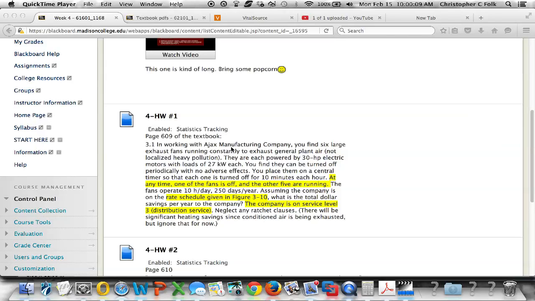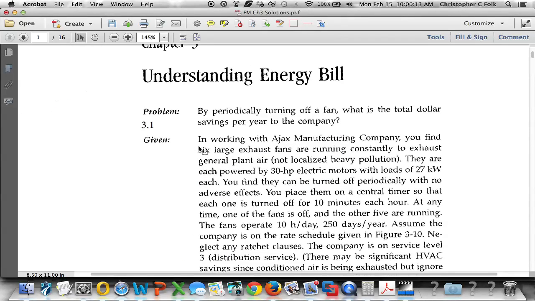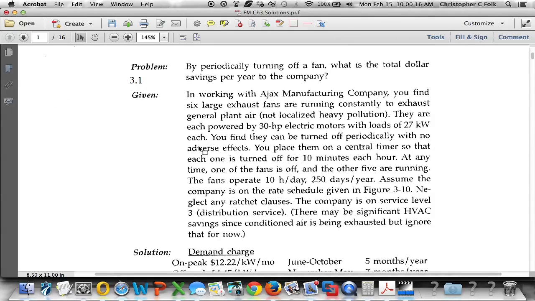You'll find that the notes in the solutions manual, as shown here, are much more helpful than some of the things that we read in the chapter or in the original question. So here's the question stated.